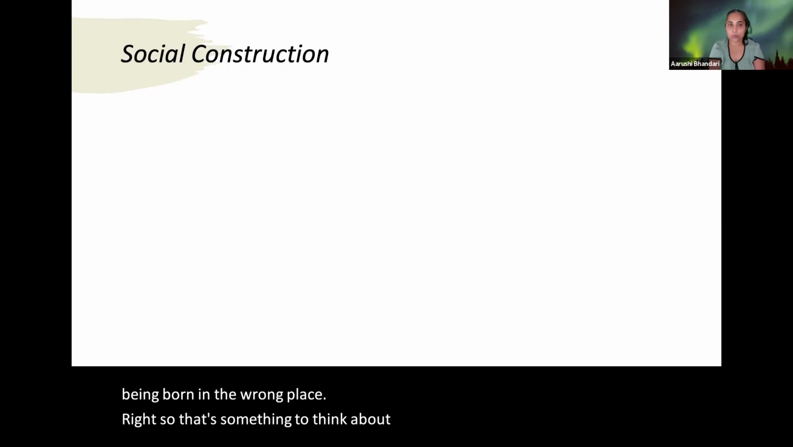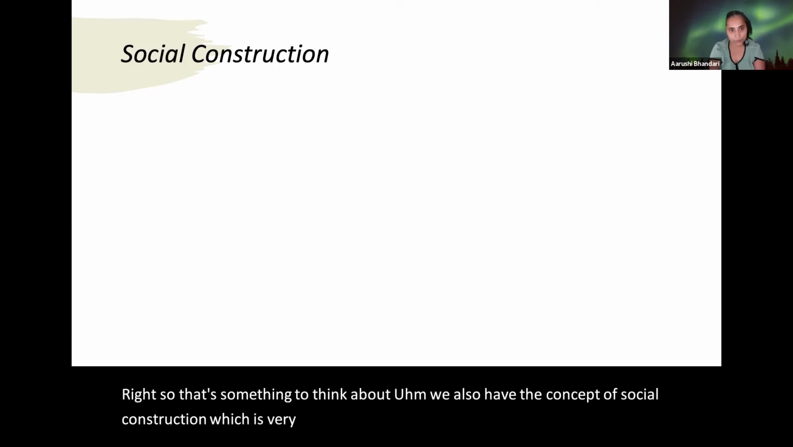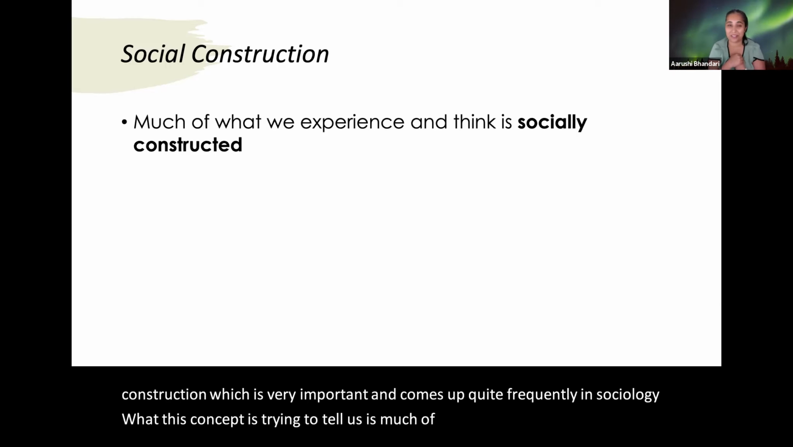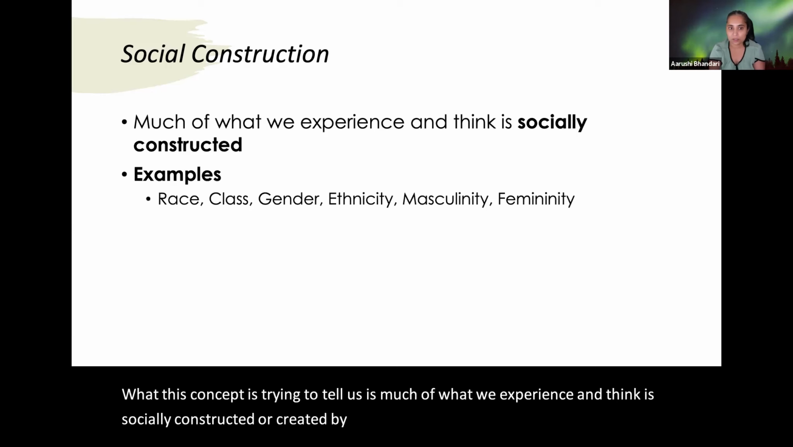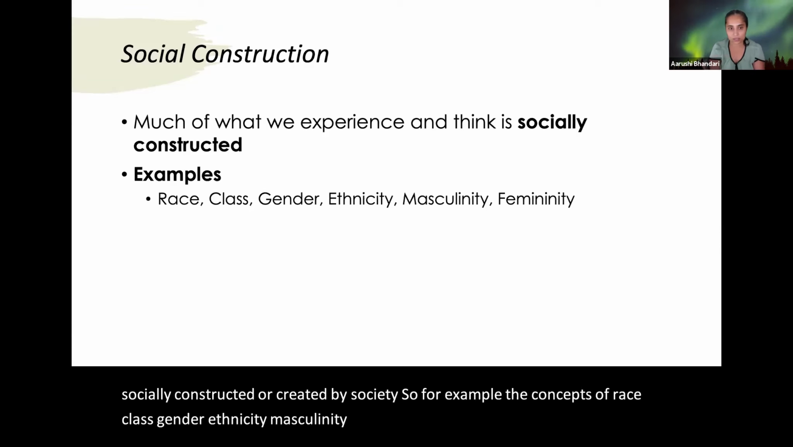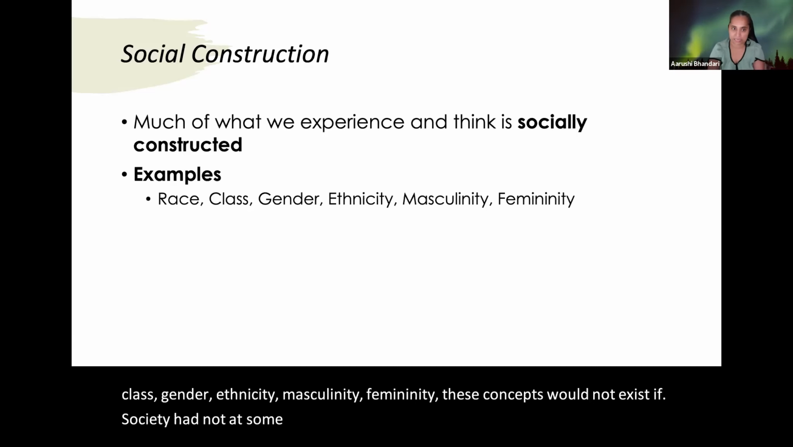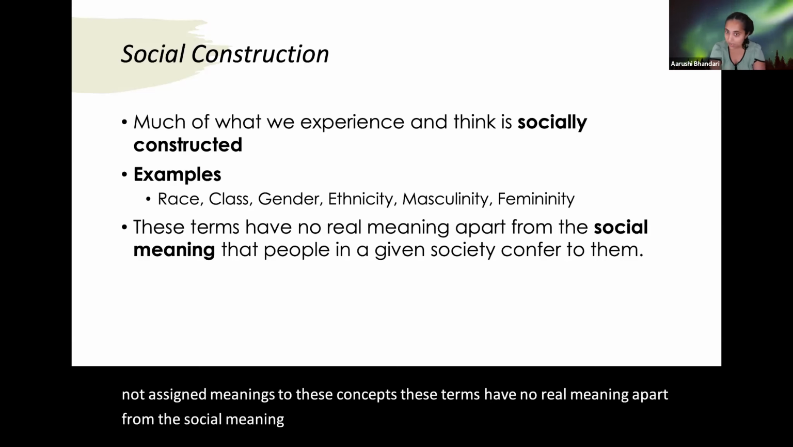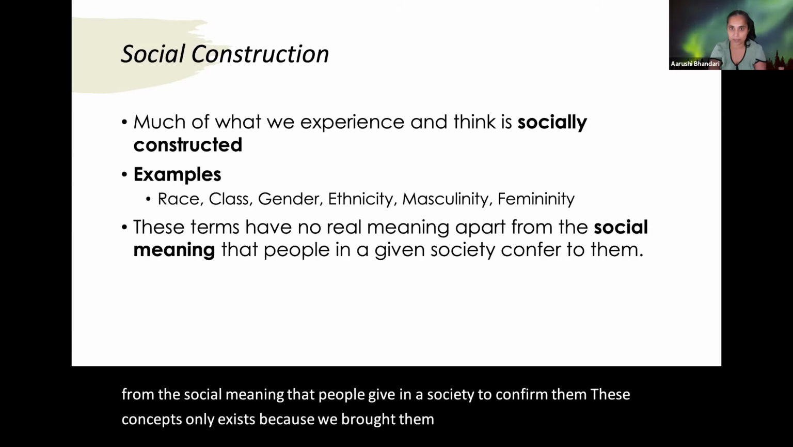We also have the concept of social construction, which is very important and comes up quite frequently in sociology. What this concept is trying to tell us is that much of what we experience and think is socially constructed, or created by society. For example, the concepts of race, class, gender, ethnicity, masculinity, femininity would not exist if people had not at some point assigned meanings to these concepts. These terms have no real meaning apart from the social meaning that people give them in a society. These concepts only exist because we brought them into existence by naming them, right?